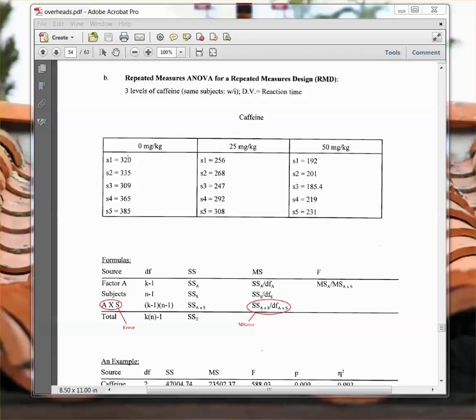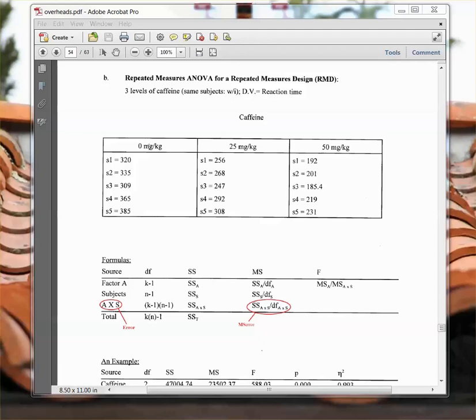Okay, in this video we're going to talk about a repeated measures analysis of variance and how we partition and break up the variance. So it's the same example that we used before. Same levels of caffeine, same data and everything, and same measurement, dependent variable. The difference is we're now treating this data like we collected it from the same subject.